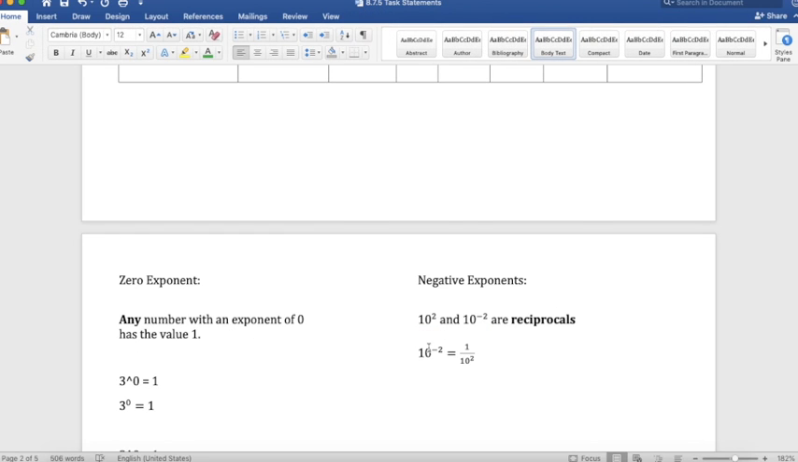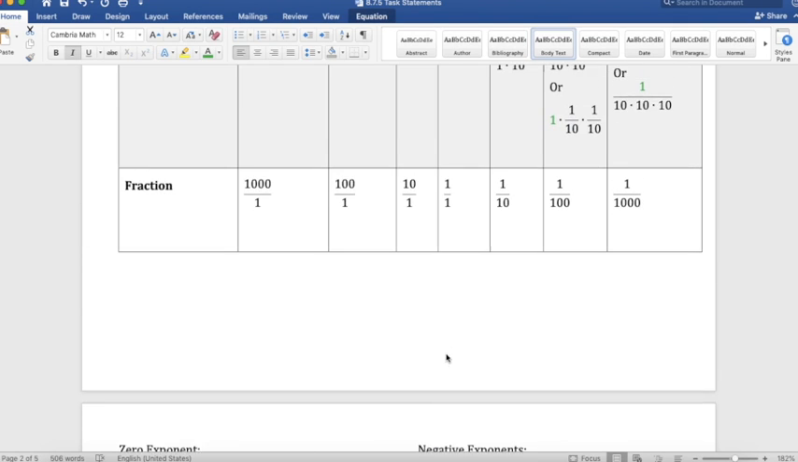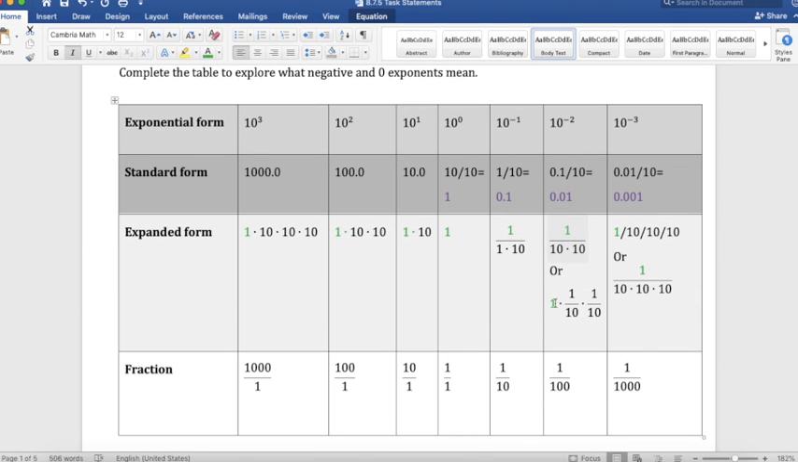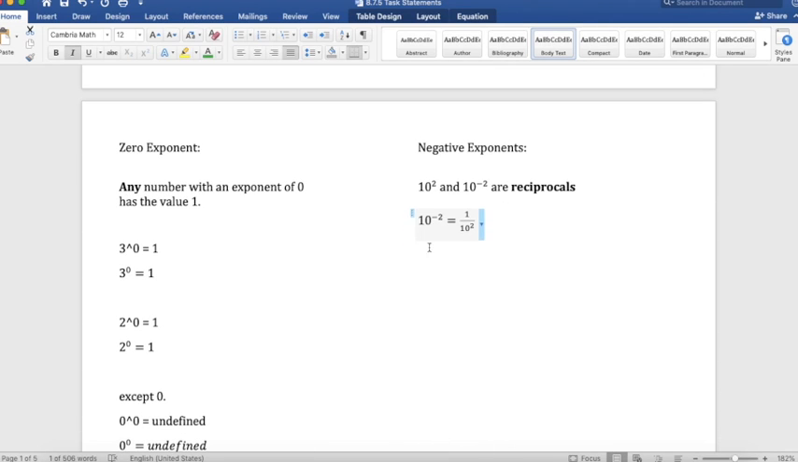So 10 to the negative second power, we said that that was 1 over 100, or 1/100th, 0.01. And that 1 over 100 is 1 over 10 squared, which is 100. So it's 1 over 100. All right. Because 10 to the negative second power was 0.01, which is the same as 1 over 100.